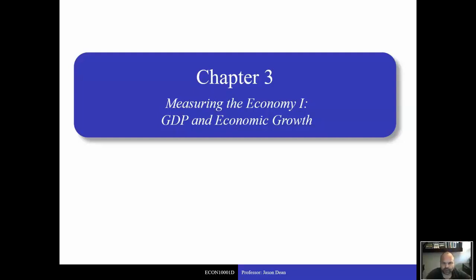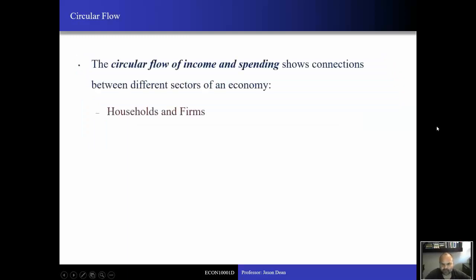In this chapter we're going to learn how to measure the economy. Specifically, we're going to learn about gross domestic product and economic growth. We're going to begin looking at a simple model called the circular flow. This simple model shows the connections between different sectors of the economy. At first, we're simply going to look at households and firms.